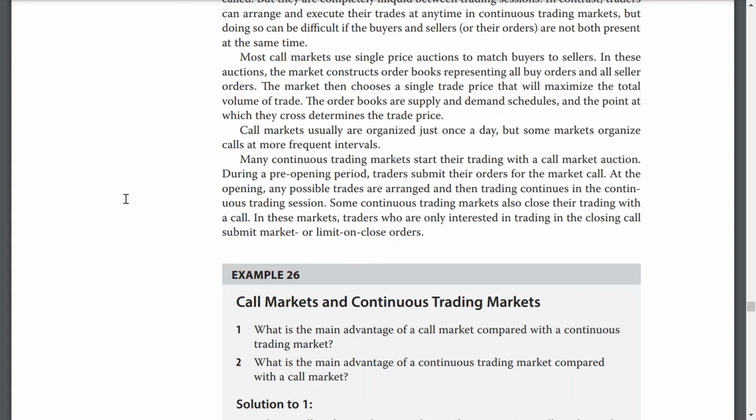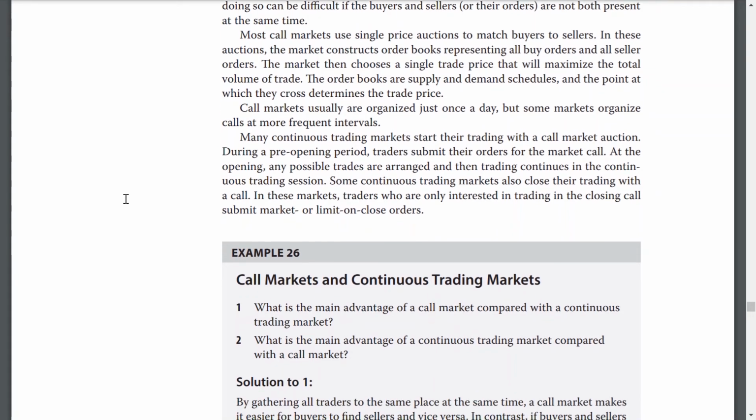During a pre-opening period, traders submit their orders for a market call. At the opening, any possible trades are arranged, and then trading continues in the continuous trading session. Some continuous trading markets also close their trading with a call. In these markets, traders who are only interested in trading in the close call submit market on close or limit on close orders.